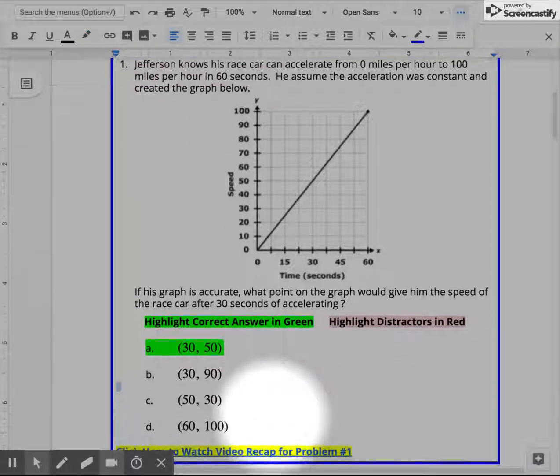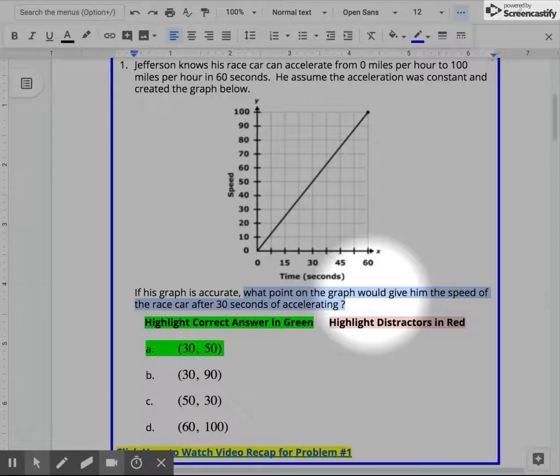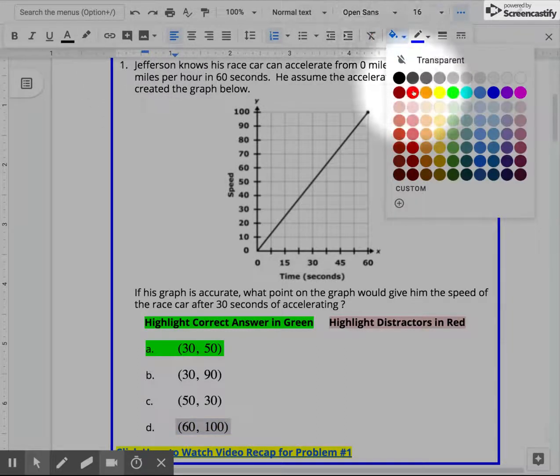The main distractor that people may have picked, the main tricky answer, might have been: yes, there is a point on this graph at 60 and 100, but you need to carefully read the question. They're asking which point on the graph would show us the speed of the race car after 30 seconds, not this one that has a dot up here after 60 seconds. So that would be a distractor, and hopefully you can see why the other two answers are as well.